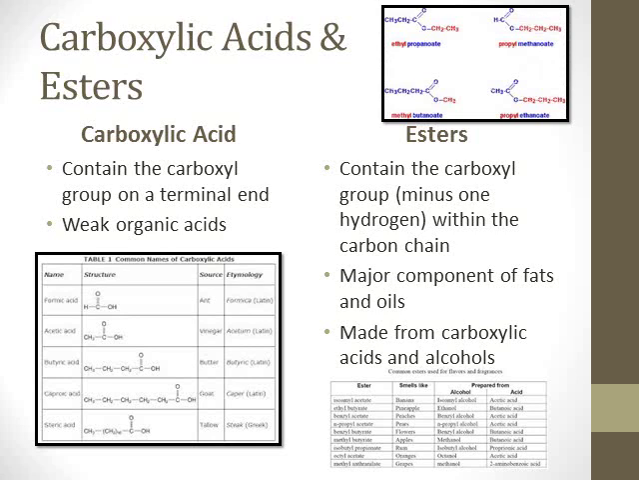So here are some examples at the top of some esters, and we can see that we've got the C double bond O, single bond O arrangement in the middle of a chain, and you can see there the way that they are named, with what's on one side of the carboxyl group and on the other side of the carboxyl group.